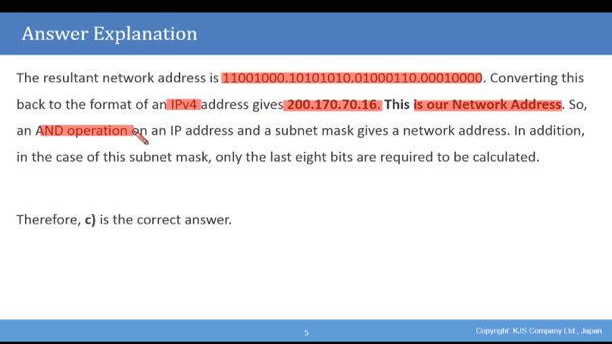So the AND operation on the IP address and the subnet mask gives the network address. In addition, in the case of the subnet mask, only the last 8 bits are required to be calculated. Therefore C is the correct answer. As we said, C is our correct answer.